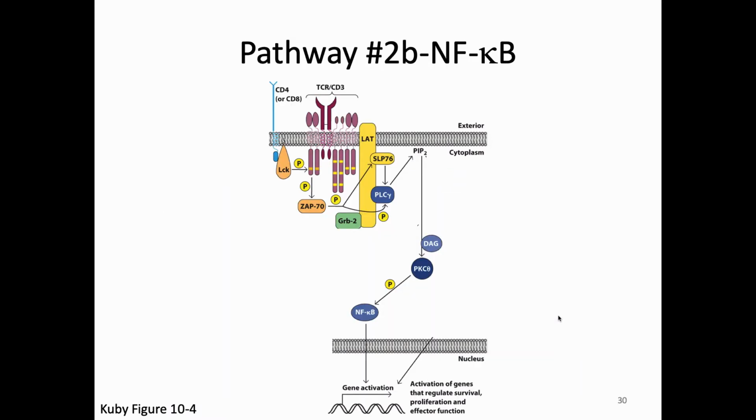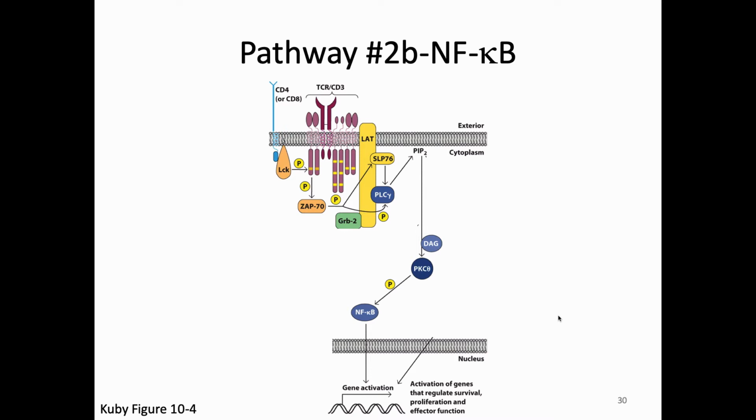And our third pathway comes from DAG. Remember, we left DAG when we had PLC gamma, we cleaved PIP2, and we made DAG, diacylglycerol. Really, it's in the membrane. I don't know why they drew it down here, other than because it would be hard to make a messy drawing.